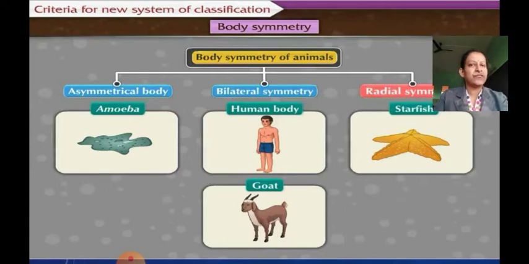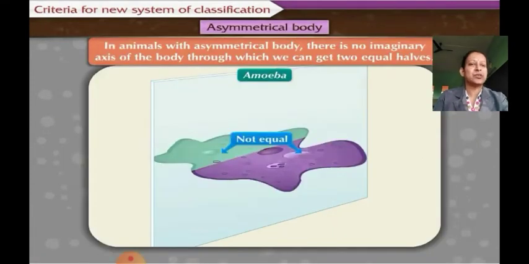Accordingly we have different types of symmetry. The body symmetry of animals can be of three major types. One is asymmetrical body, as in the case of amoeba; bilateral symmetry, as in the human body or other higher animals; and radial symmetry, as in the case of starfish. Let us see each one of them.